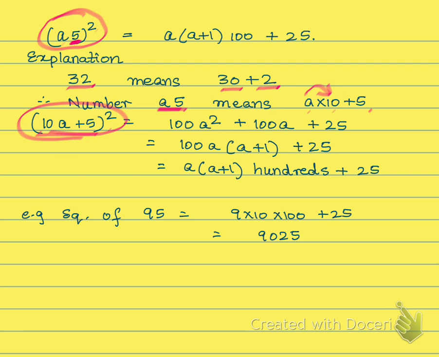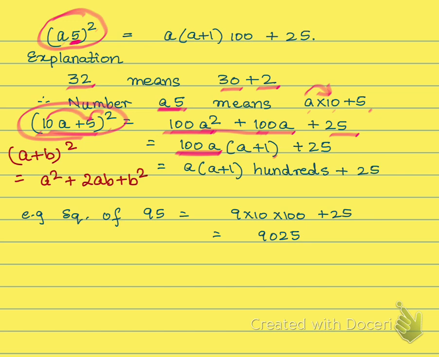Open the brackets. What do you get? 100A square. So what rule are you going to apply over here? Yes, your factorization comes into play. (A plus B) whole square is A square plus 2AB plus B square. Right? So 100A square plus 5 times 2, 10. 10 times 10 is 100A plus 5 square is 25. Now I can take 100A common from both of these. I get 100A(A plus 1) plus 25.